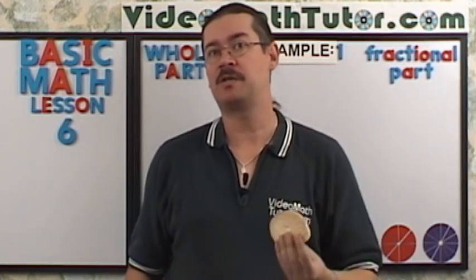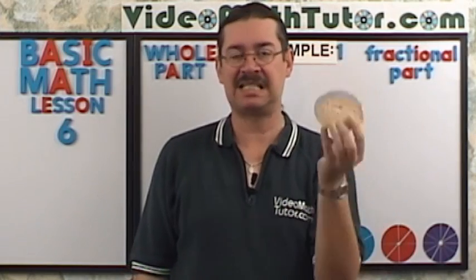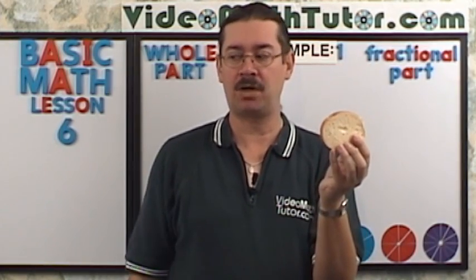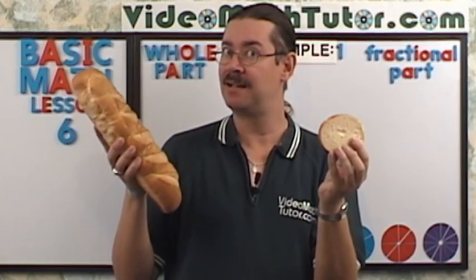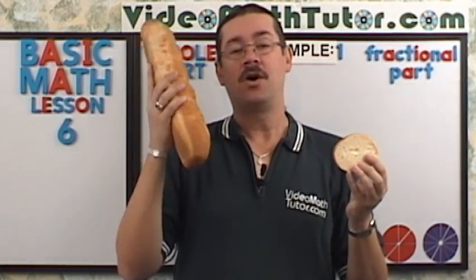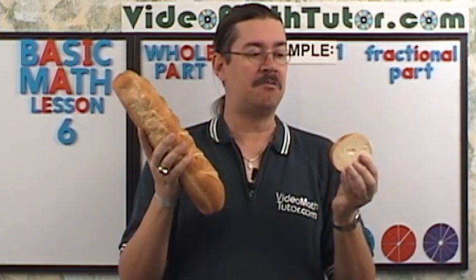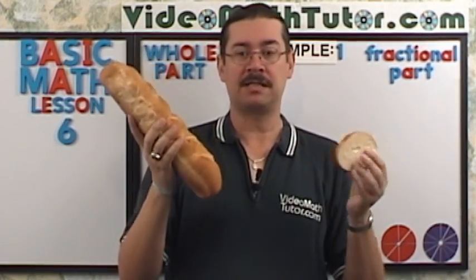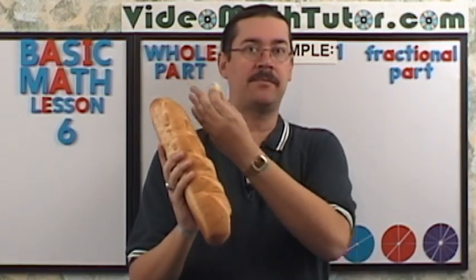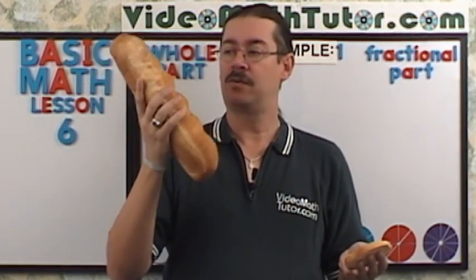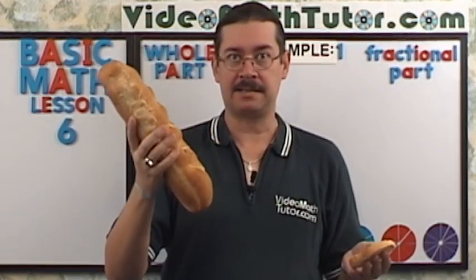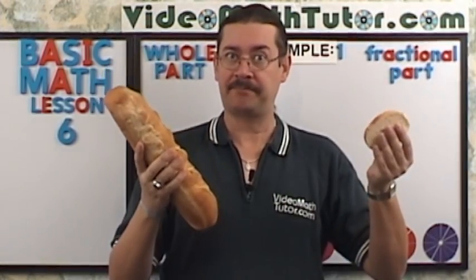But see, now we can change the perspective. Say, well, I want to make this the whole part. I have one whole slice of bread. And what is this? Well, the whole loaf would now be considered, let's say, 24 slices or 30 slices, depending how many slices I divide this into. So you can have 24 whole slices of bread.